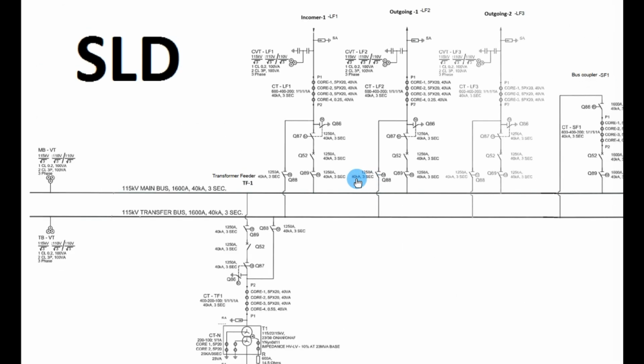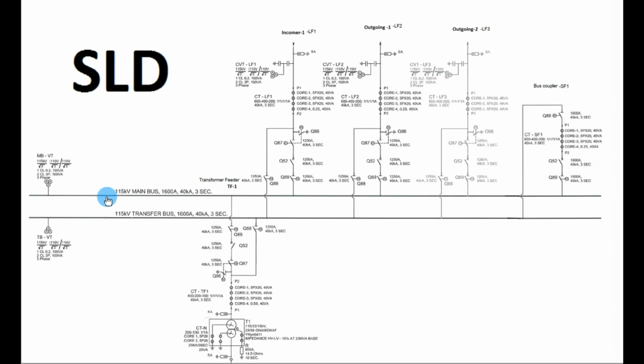It has two buses: one is the main bus and the other is the transfer bus. It is a main bus transfer bus system, with one incoming and two outgoing. There is one bus coupler, and the other is a transformer feeder, an outgoing feeder. So this is our SLD diagram. We'll see it one by one.